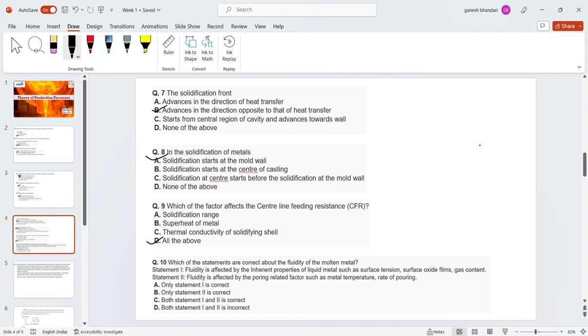Then you see how easily the fluid will flow through that particular spiral, and there is some relation between the time and the fluidity, which are some empirical formulas. I don't remember those formulas, you can search. But the spiral test is generally done for powders, and similarly for molten metals there is also some test, I am just forgetting its name. Their viscosity and all will come into the picture. Then you can do the fluidity test. So fluidity is affected by the inherent properties of liquid metal: surface tension, surface oxide film, gas content.